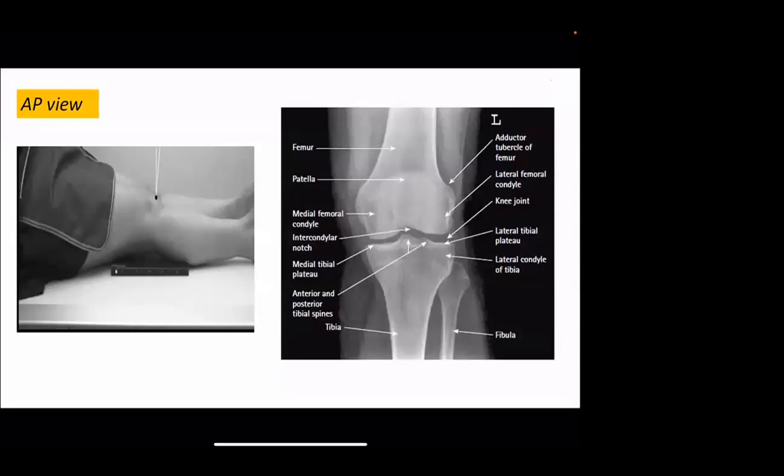This is AP view of the knee joint. This is the femur, patella, medial femoral condyle, lateral femoral condyle. This is the lateral tibial plateau, medial tibial plateau, anterior and posterior tibial spines, tibia and the fibula. And this is the intercondylar notch.